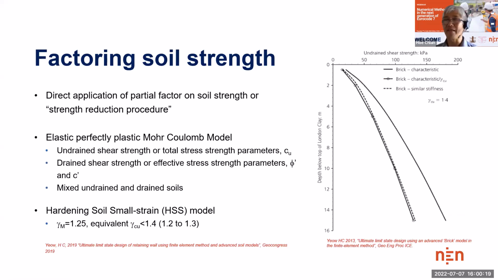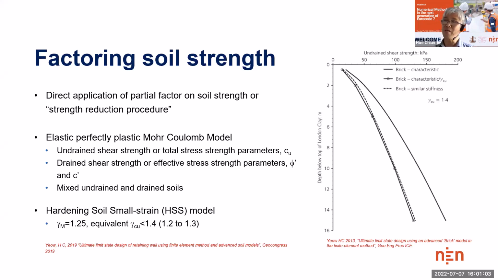Factoring soil strength, as I previously mentioned, you can directly apply it on the soil properties, or you can use strength reduction procedures. When you use a simple soil model like elastic perfectly plastic Mohr-Coulomb model, it is easier to apply partial factor. If you do your analysis in undrained total stress condition, you input it as cu or undrained shear strength, you apply the partial factor on it directly. If it is drained shear strength parameters, you apply the corresponding partial factor on it.